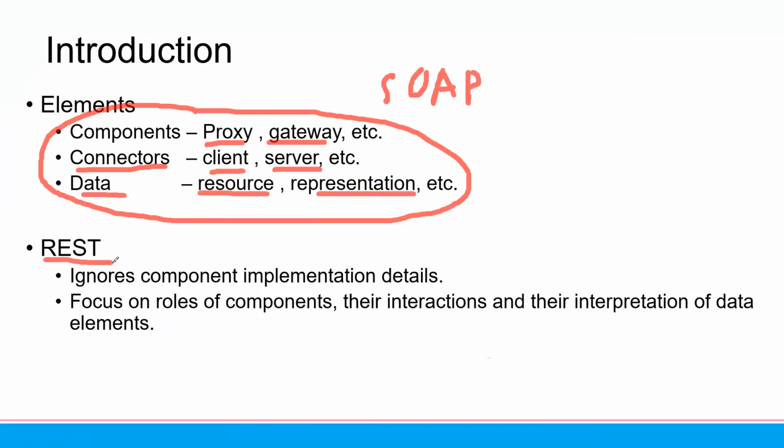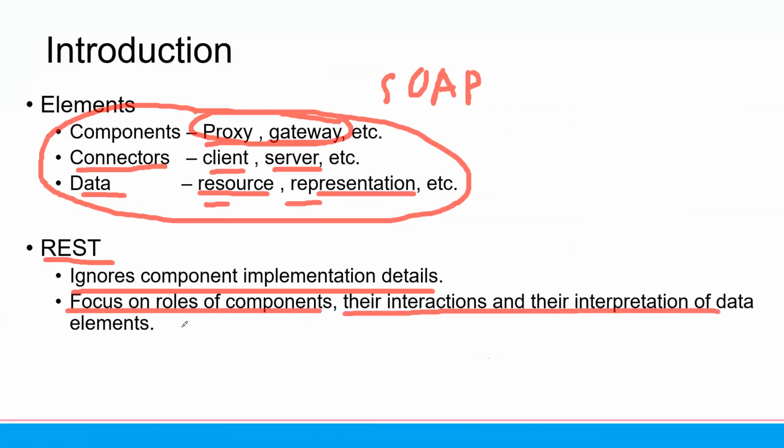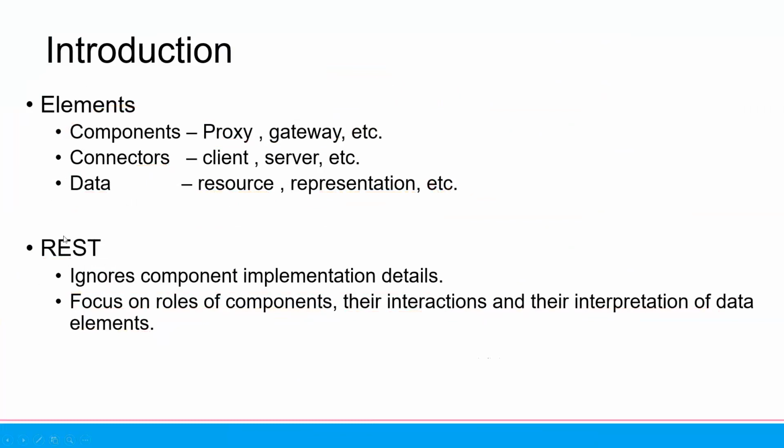But when we deal with REST, the representational state transfer, it ignores the component implementation details. It means we do not need to understand the proxy or the gateway. We just focus on the components, like the resources and the representation, and the connectors, whether client or server. So it focuses on the roles of the components, their interaction, and their interpretation of data elements. It's more focused on the data than SOAP. That's why people now try to use REST more than SOAP.